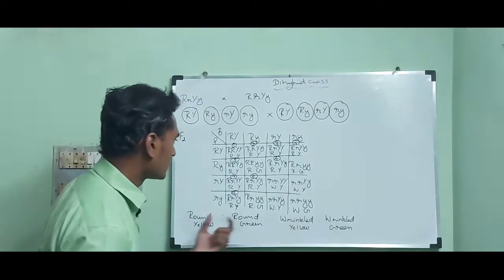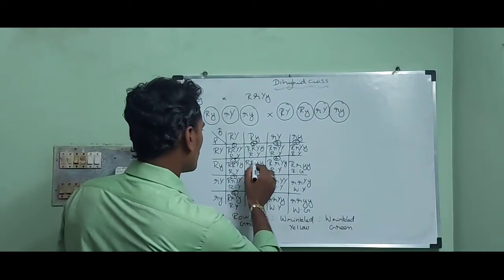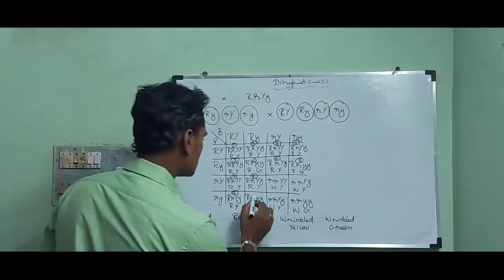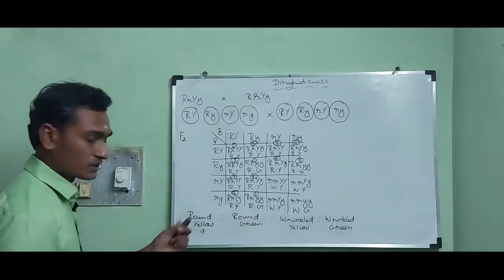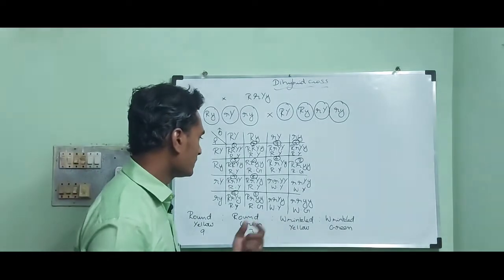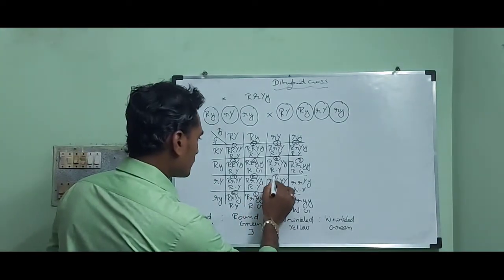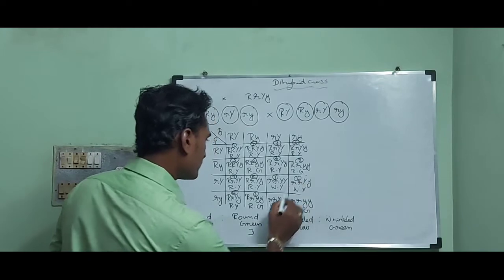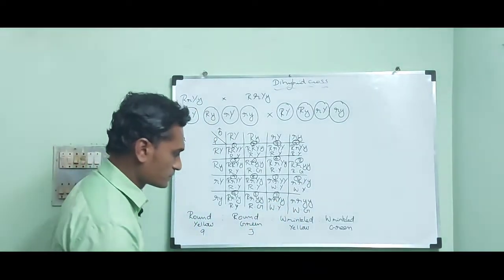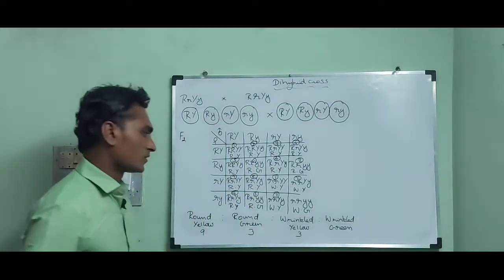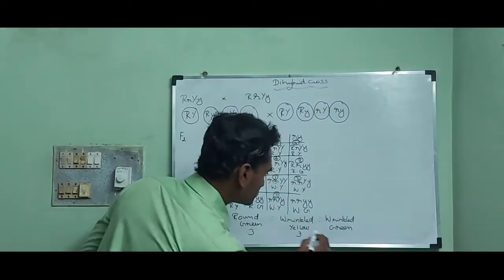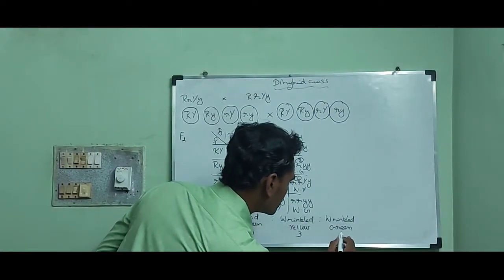Then for round green, 1, 2, then 3. So for round green, the proportion is 3. For wrinkled yellow, 1, 2, and 3. For wrinkled yellow, the proportion is 3. For wrinkled green, there is only one young one. So the proportion is 1.